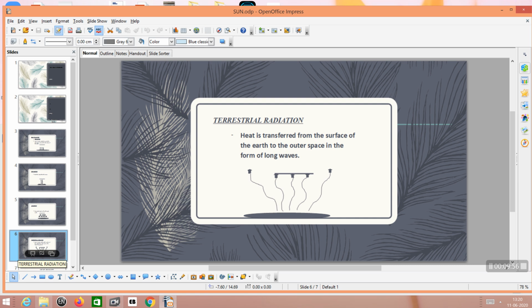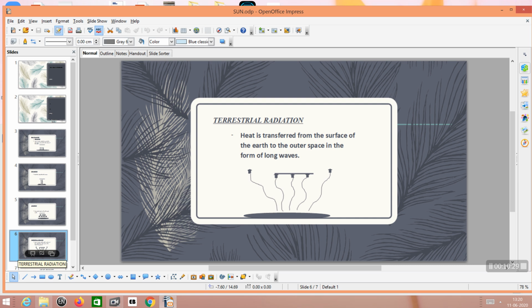All the other three processes, conduction, convection and advection, are helpful for the heating up of air in the lower atmosphere, but only terrestrial radiation is helpful for the heating up of the upper atmosphere, that is outer space. Now we can repeat again the difference between insolation and terrestrial radiation.